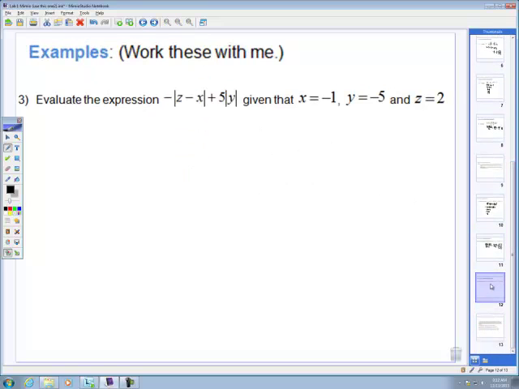Let's look at one last problem simplifying an algebraic expression. In this case, we have an absolute value expression where we have 3 variables, x, y, and z. In this case, we're given that x is -1, y is equal to 5, and z is equal to 2.